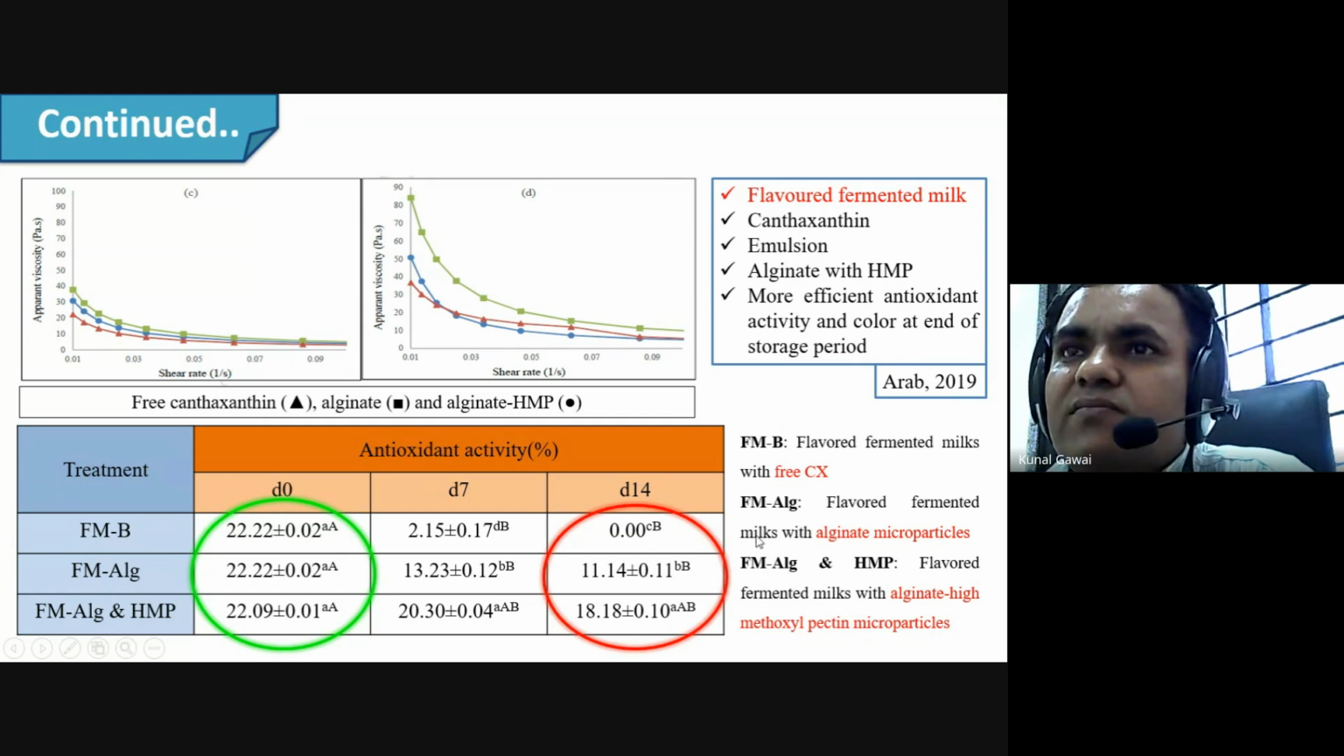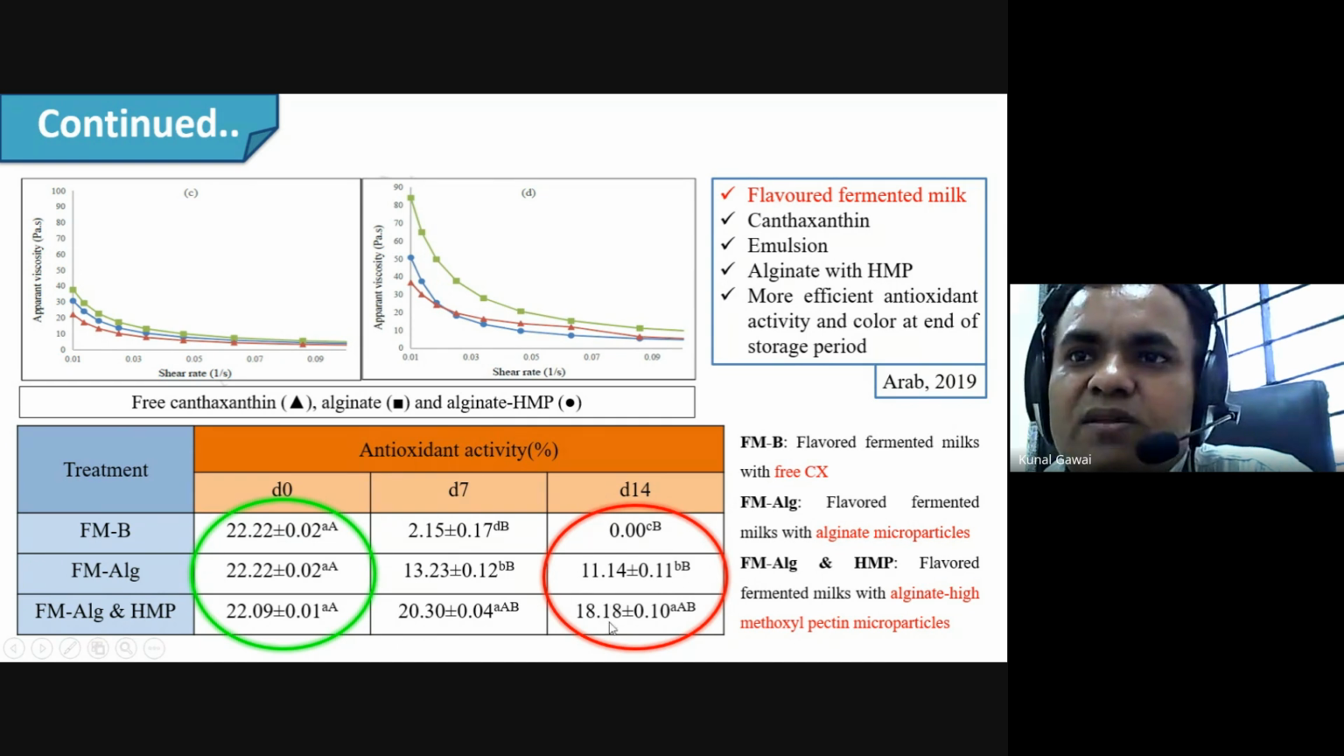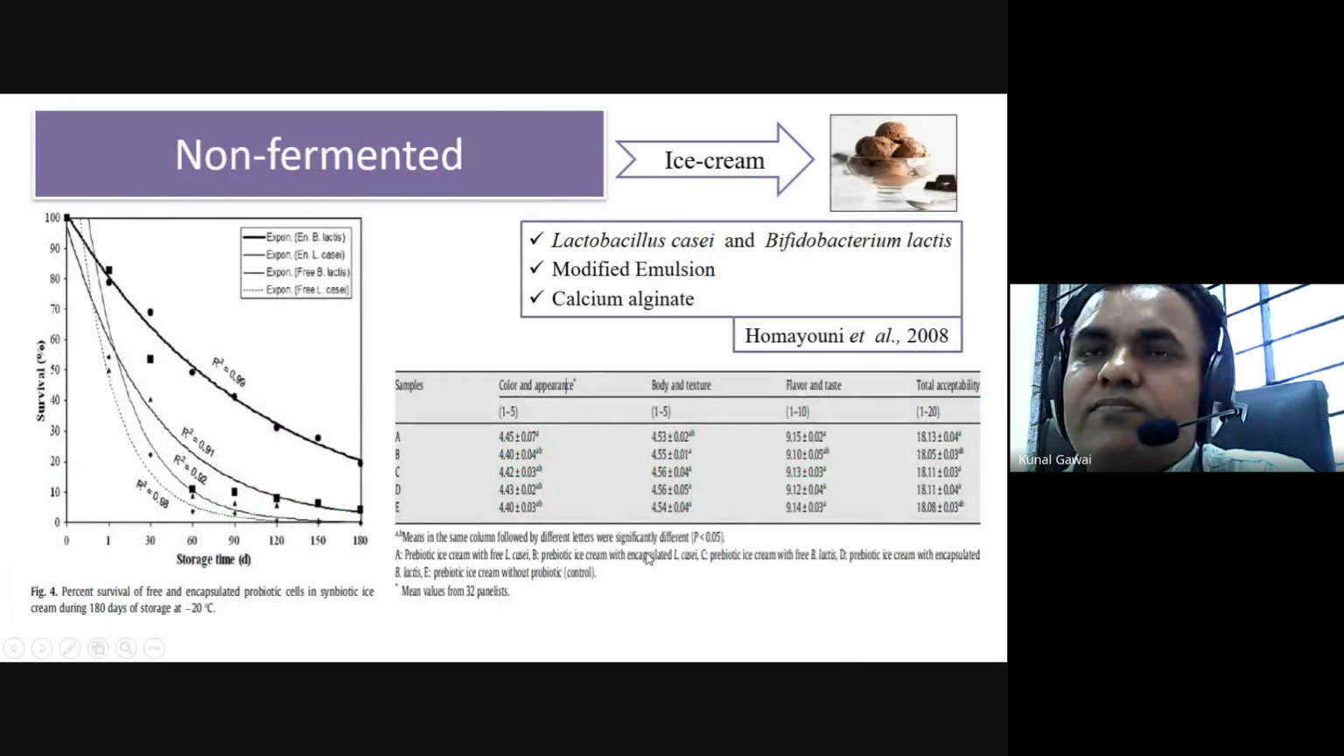Here this is showing higher antioxidant activity. That last combination, the flavored fermented milk with alginate high methoxyl pectin microparticles, showed maximum antioxidant activity after 14 days of storage, while the other two combinations showed a decrease in their antioxidant activity.